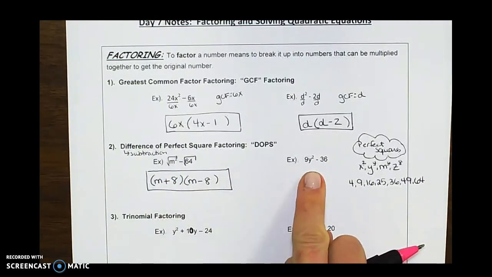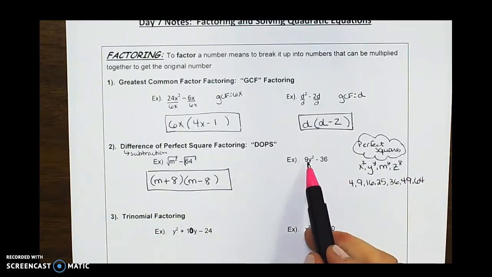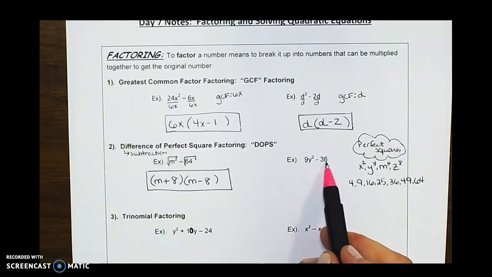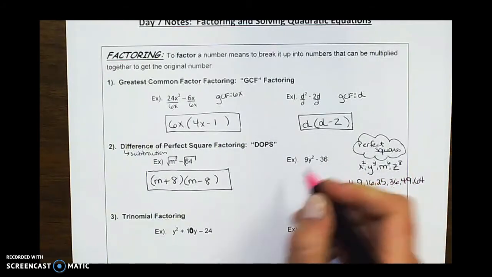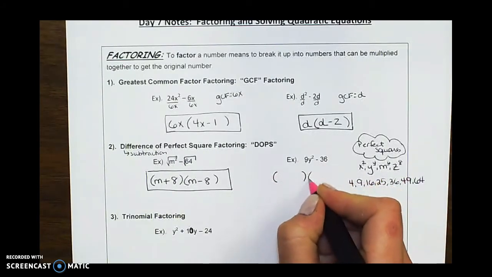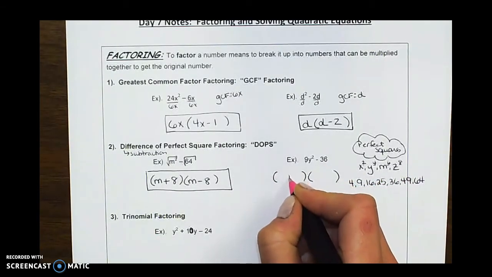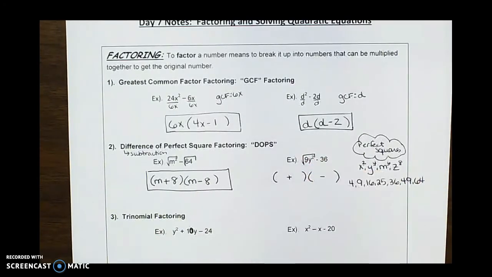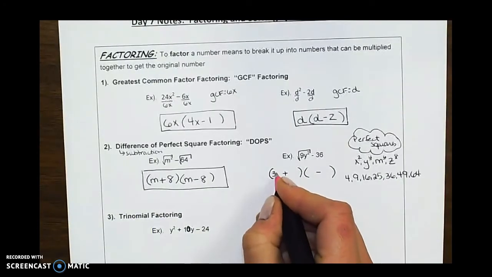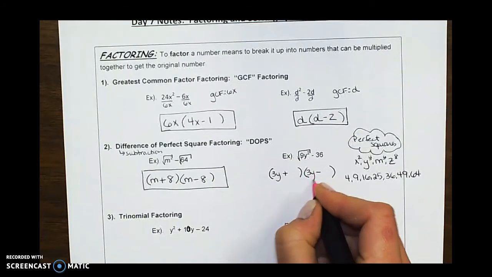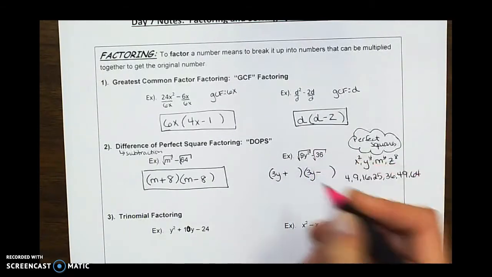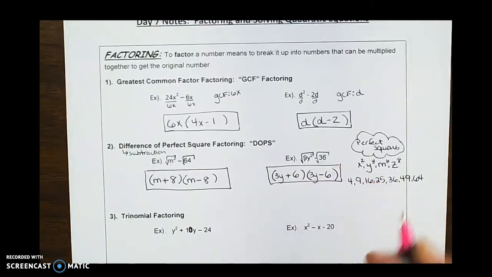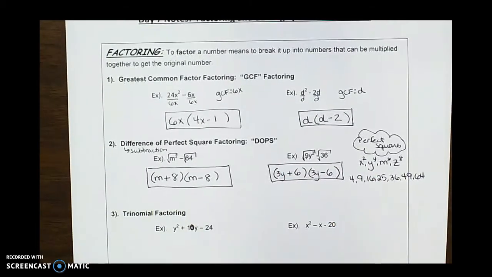All right, let's try it one more time over here. If I take a look, 9 is a perfect square, y squared is a perfect square, 36 is a perfect square, and it's minus. So we can set up our 2 sets of parentheses. One's going to get a plus, one's going to get a minus. We take the square root of 9y squared, and we get 3y and 3y. We take the square root of 36, which is 6 and 6. And you just factored using DOPS.